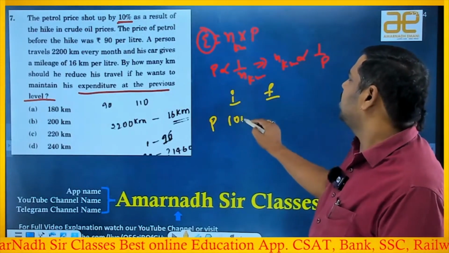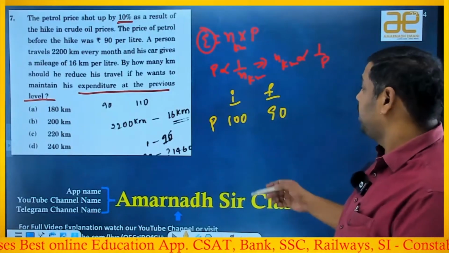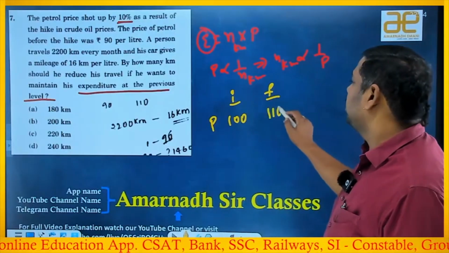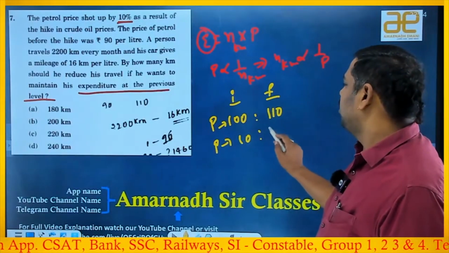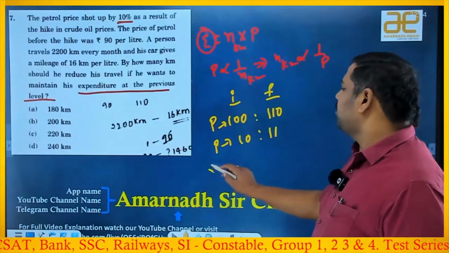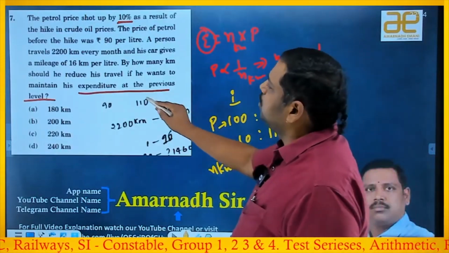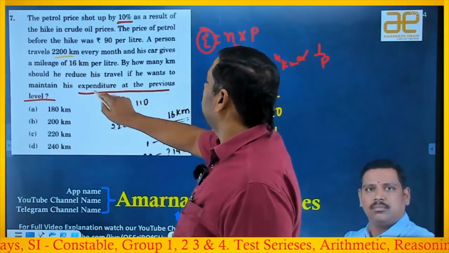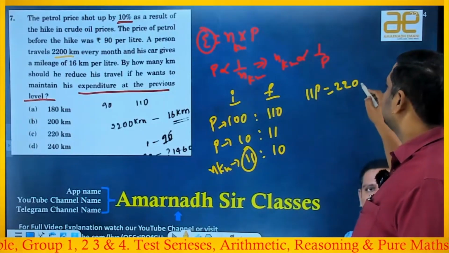Now what I can say is, the price, if you observe, initial and final. If initially it is 100, 10% decrease now it is 90. Sorry, shot up by 10%. So increase by 10%. So 110. So the prices ratio is 10:11. Then automatically number of kilometers will become inverse, right? 11:10. Initially, he used to travel how many kilometers? 2,200 kilometers. That is nothing but 11 parts. 11 parts is equal to 2,200 kilometers.